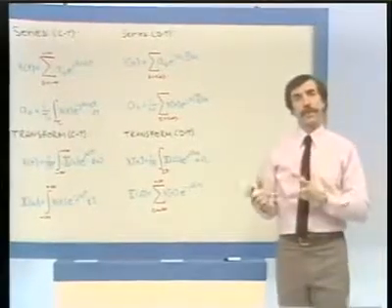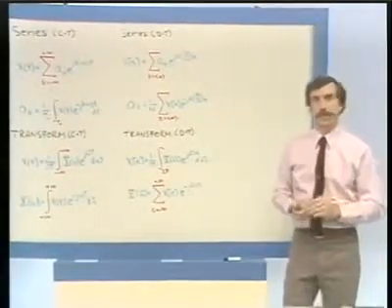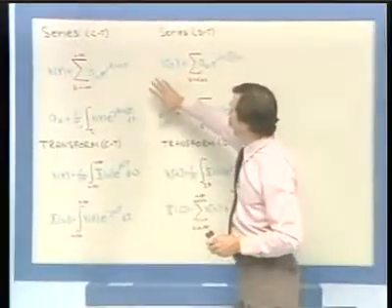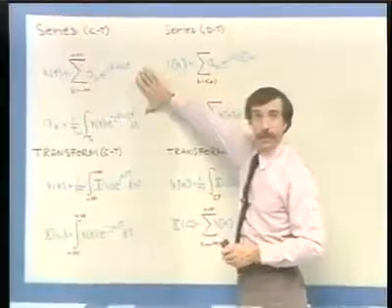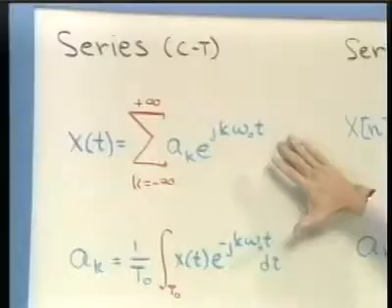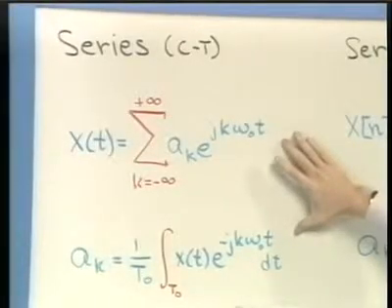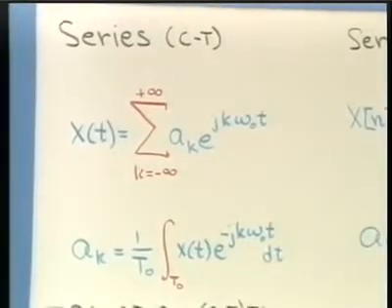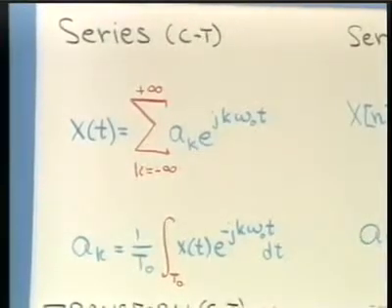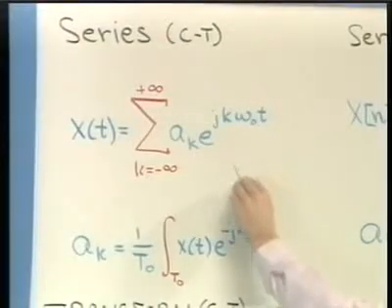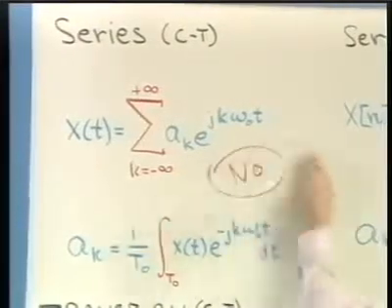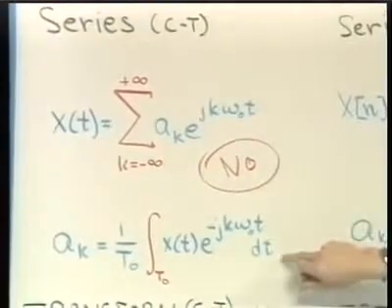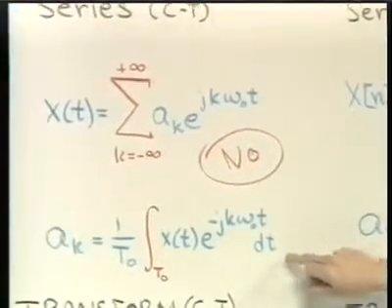Now, this, among other things, has an important consequence for duality. Let's go back again and look at this pair of equations. Clearly, there is no duality between these two equations. This involves a summation. This involves an integration. And so, if we make reference to duality, there isn't duality in the continuous time Fourier series.